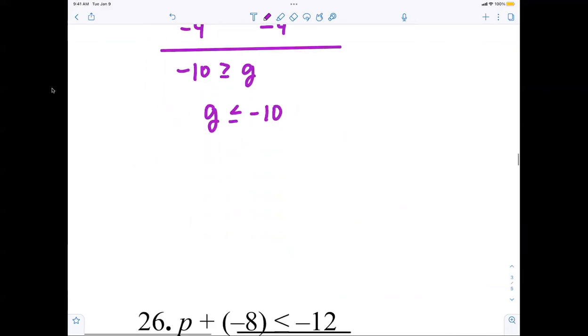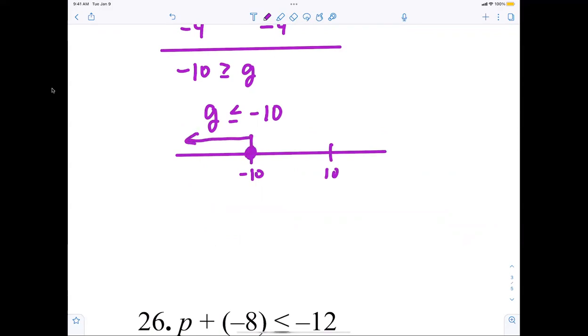Thank you, sir. That was really good. All right, on the number line, you put -10 and 10, and it's gonna be over -10, a solid dot going to the left. Wow, thank you very much. That was nice. Very nice.